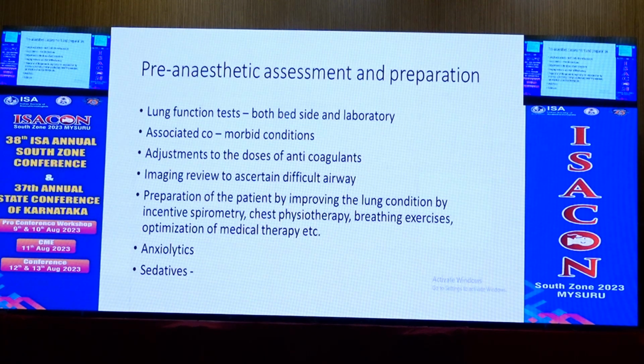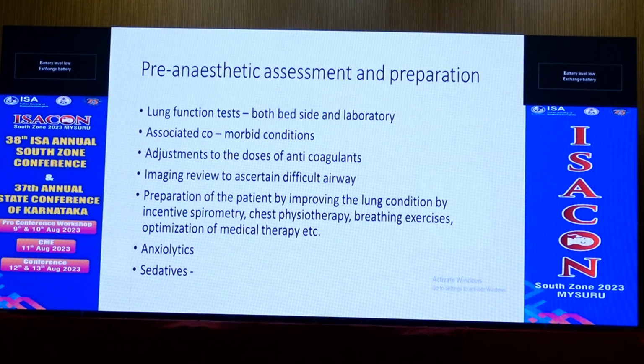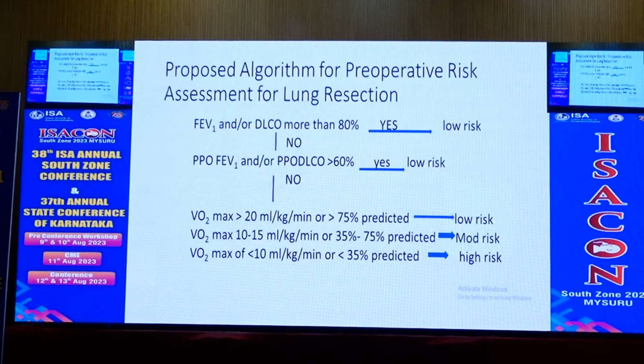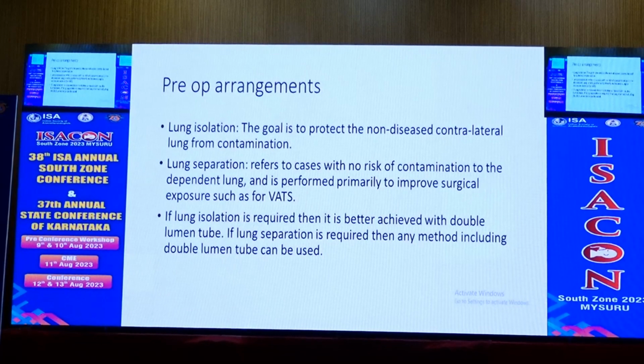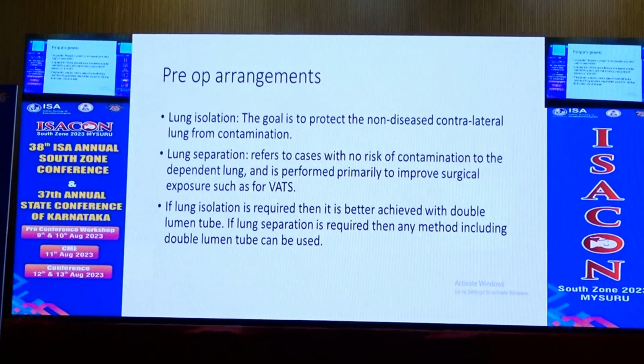If the patient is on anticoagulants, these should be optimized or proper adjustments have to be made, as we may plan for regional analgesia during the procedure or post-op. And lung functions have to be improved. Then what are the preoperative arrangements we should do in these patients?